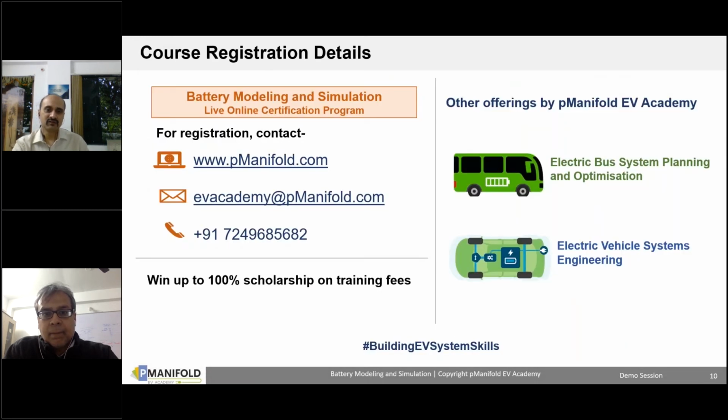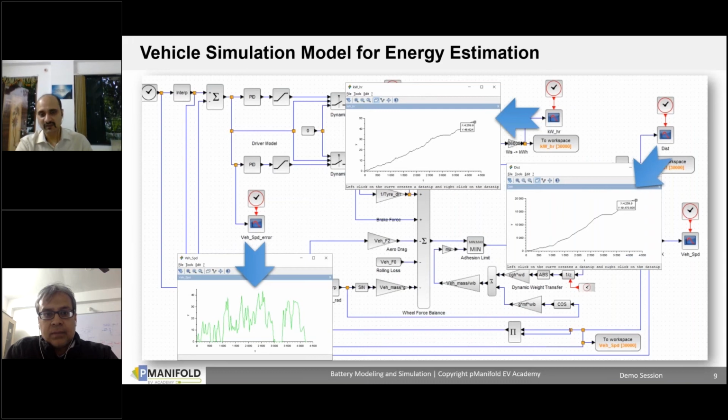So that's what I had in this demo session. I hope that provides a glimpse of what is there in this course. Some of the things I also verbally conveyed. The battery models will go much deeper into what are the different models, what level of detail we can build into the battery as well as the battery pack, and questions are welcome. We'll answer those now.